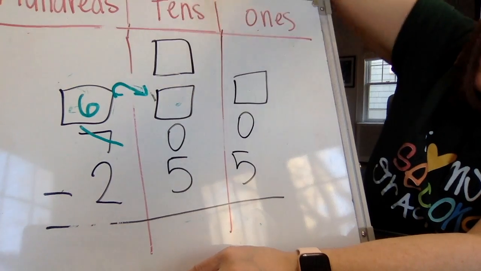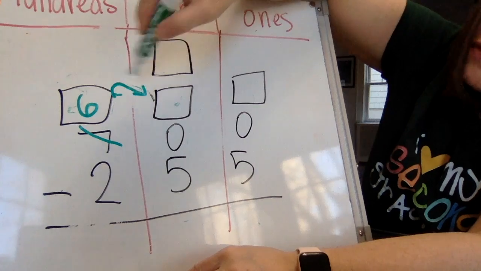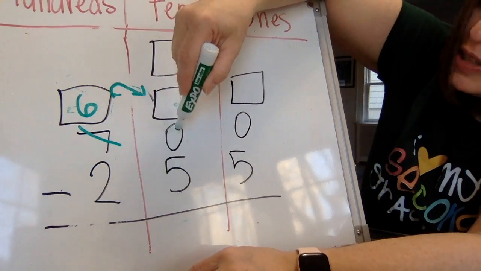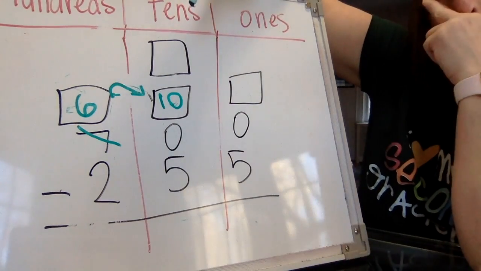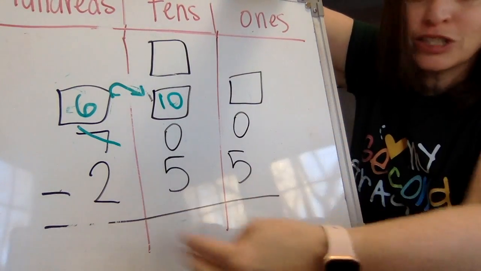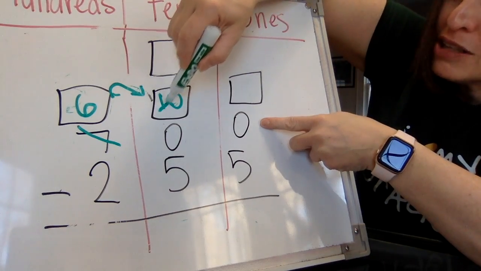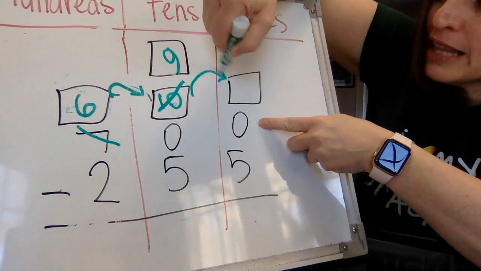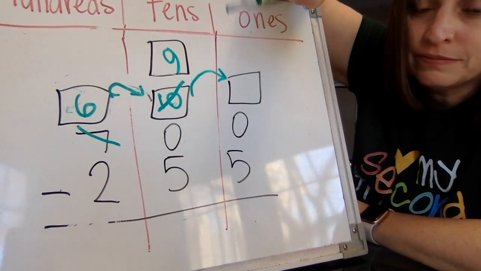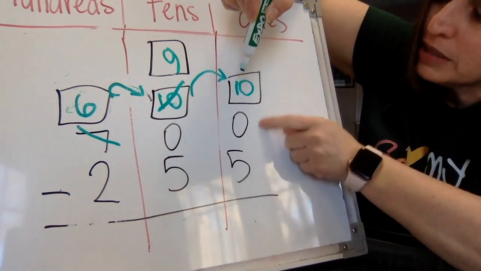Now I can bring that over, and I'm bringing over 100, which is 10 tens. So 10 plus 0 is 10. I still can't start subtracting yet because I don't have enough over here to subtract. So I'm going to have to cross off that 10, make it a 9, and bring that 10 over. So now I have 10 plus 0 is 10.